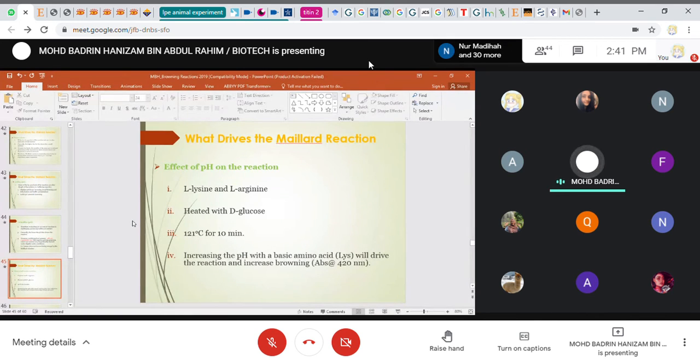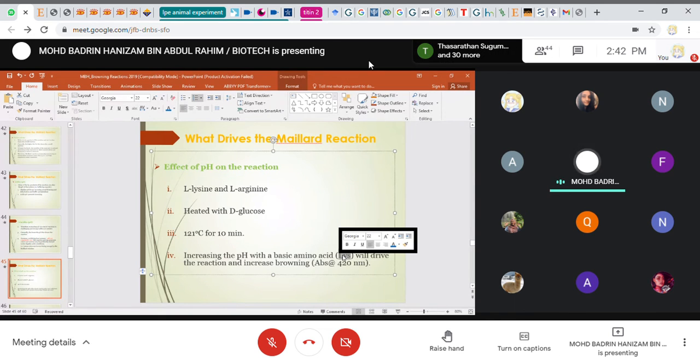So, the effect of pH on the reaction: lysine and arginine heated with glucose at high temperature for 10 minutes. Increasing the pH with the basic amino acid will drive the reaction and increase browning. Recall from the earlier slides that lysine is the most preferable amino acid for the browning reaction.